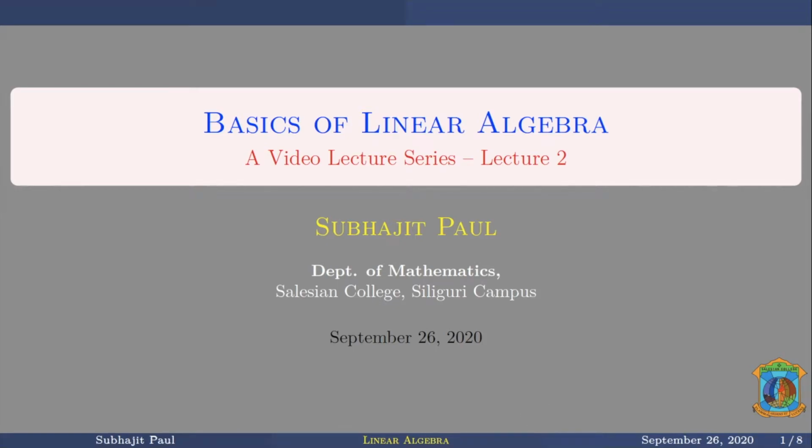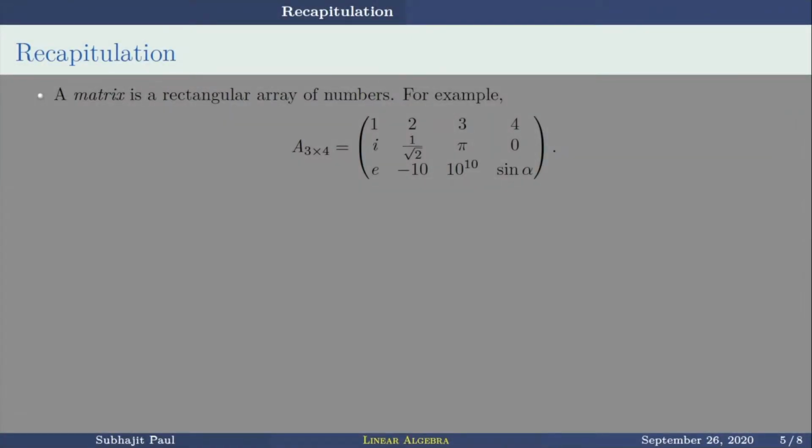So today is the second lecture of basics of linear algebra. Today we will start with some recapitulation of your earlier knowledge. Fine. So as we know, a matrix is a rectangular array of numbers. For example, this one is a matrix.